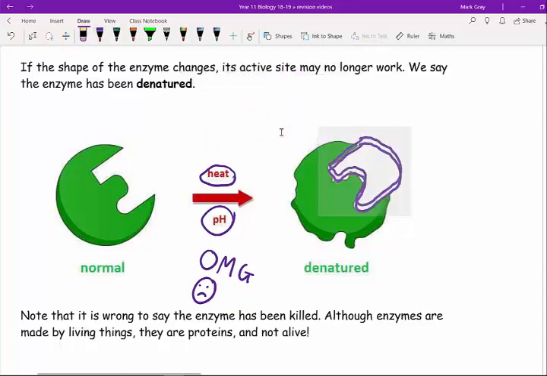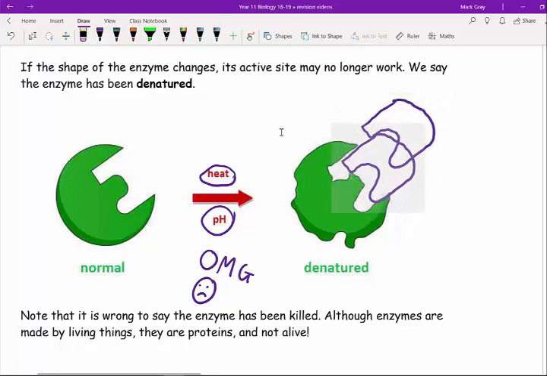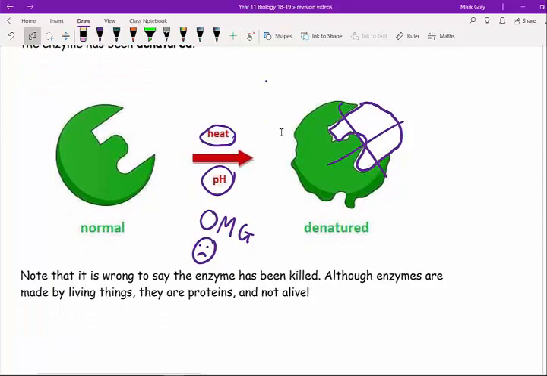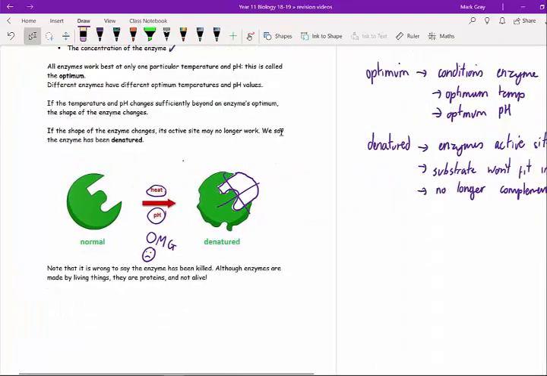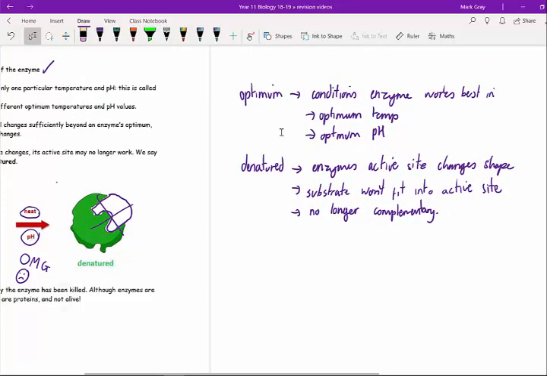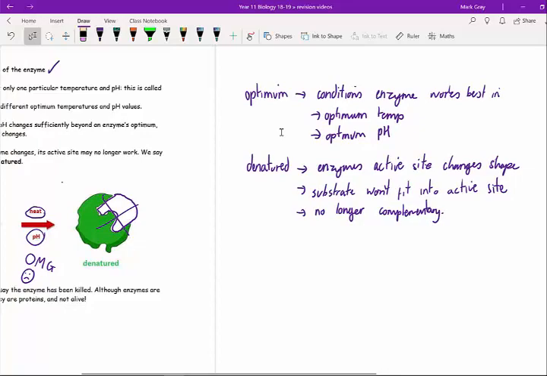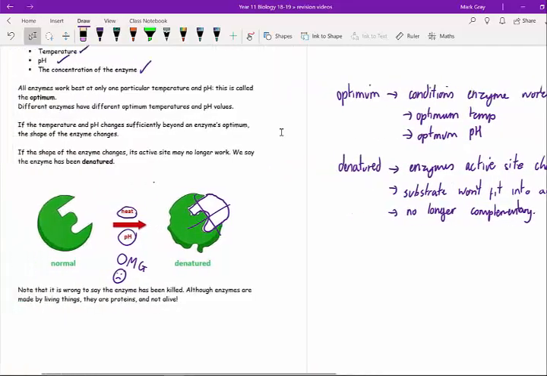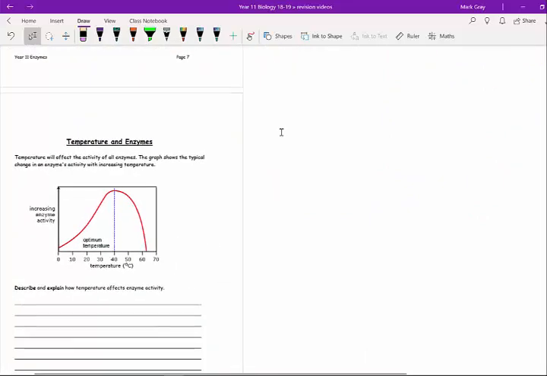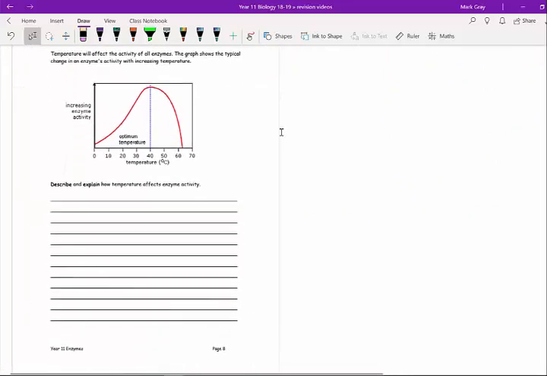Now you'll see here that they no longer fit perfectly. So it can't go in there and it can't get broken down properly. So that means that there's going to be no reaction, or it's going to slow way down. Okay, now two main words: optimum and denatured. So the optimum is the condition it works best in. Denatured is when the active site changes shape and the substrate won't fit in, so there's no reaction which takes place. Now we're going to look at three examples here.